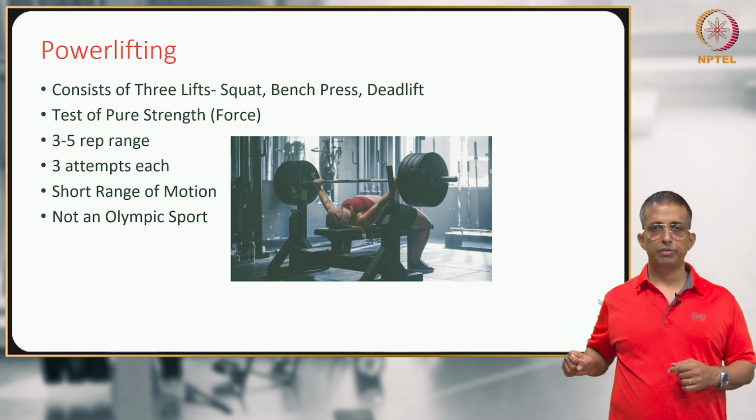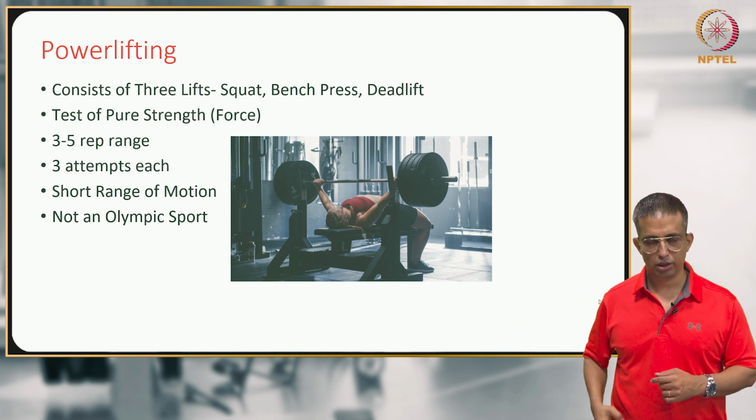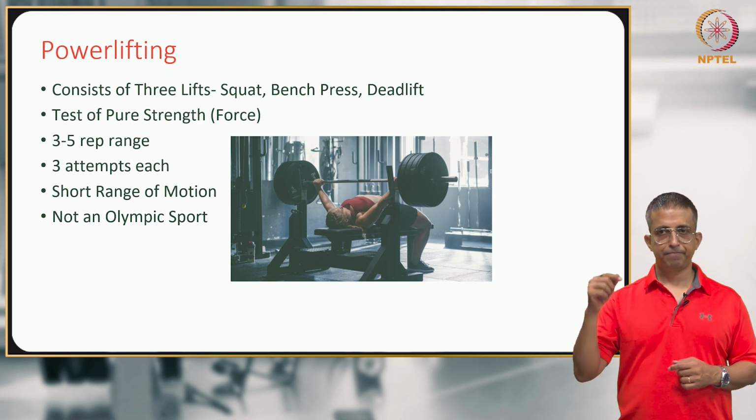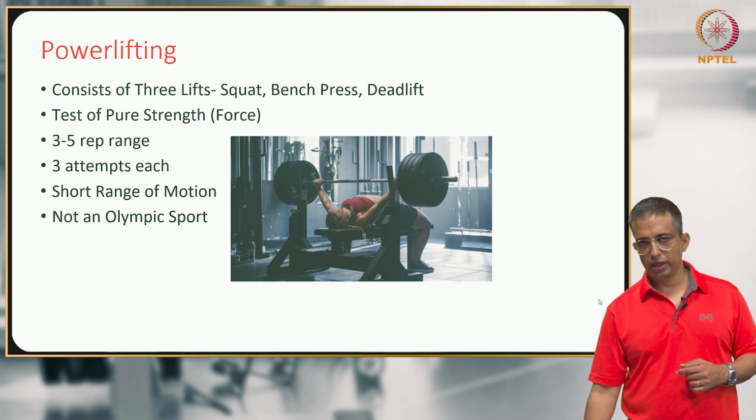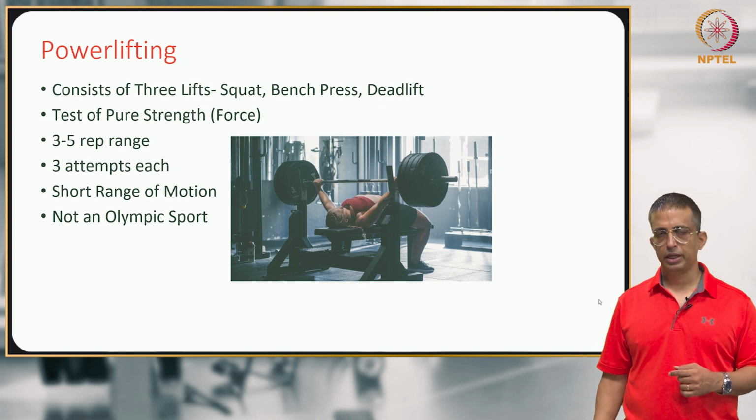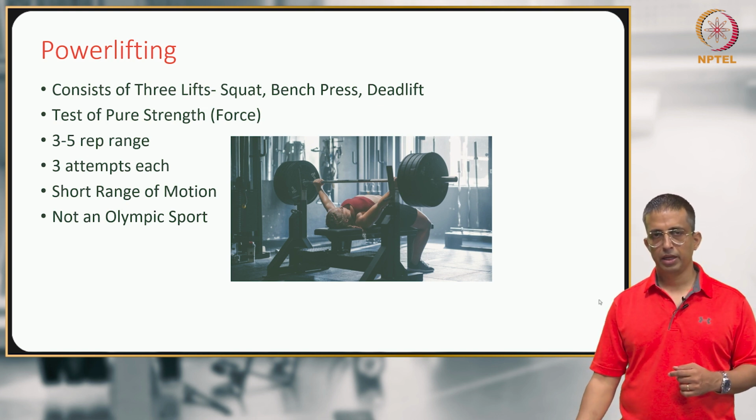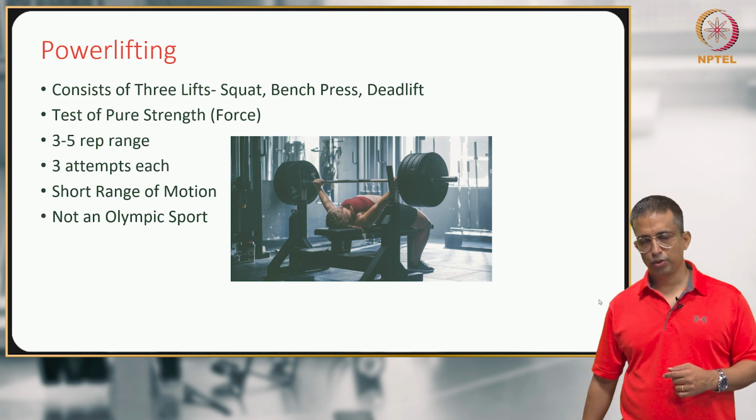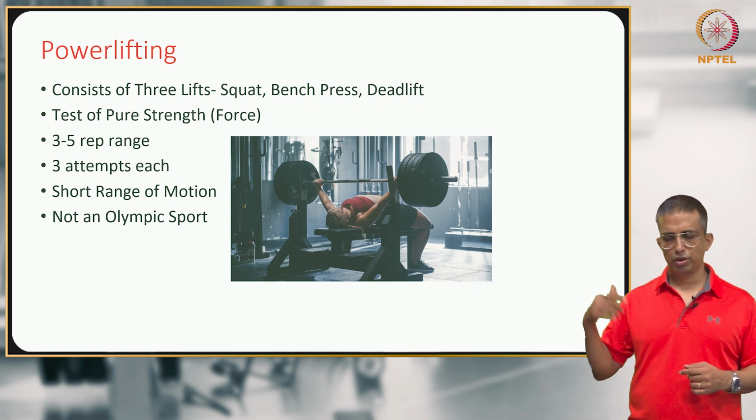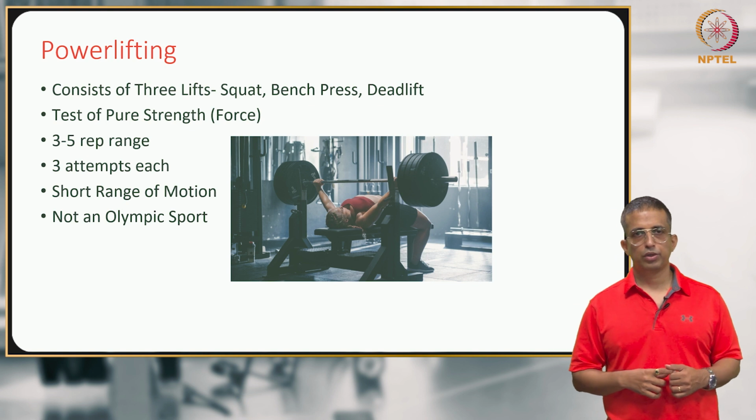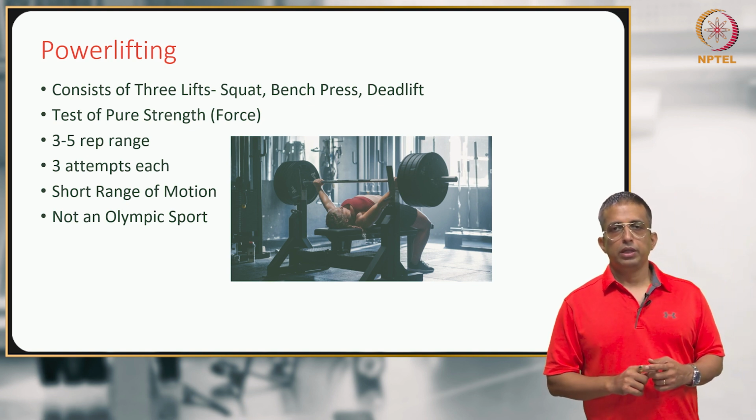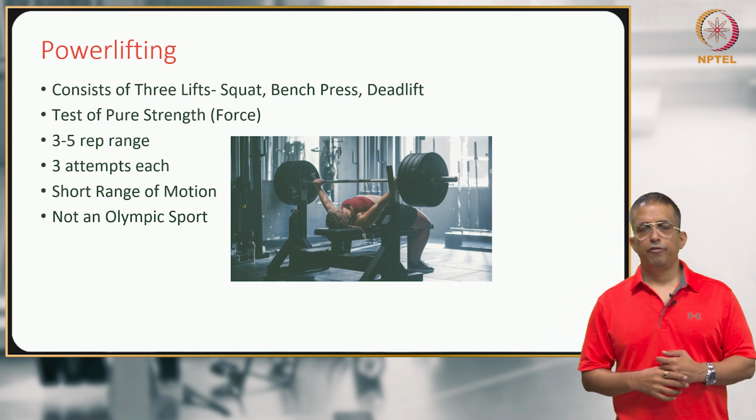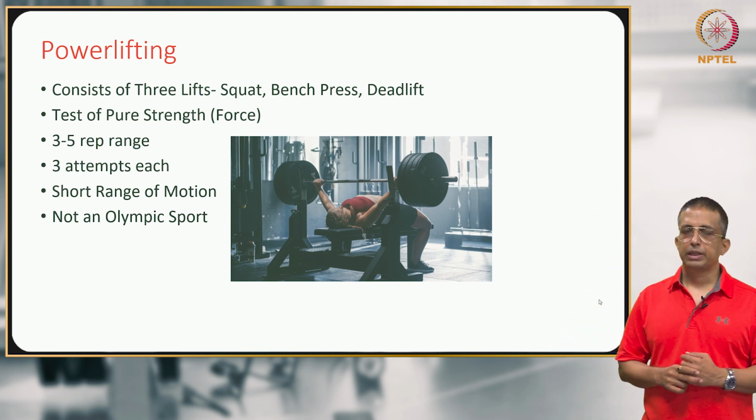Okay, so the bench press is a short range, squat is a short range, the deadlift is again a short range, the bar goes hardly from floor to around knee height, just above knee height and back. Squat is from standing just to your hip to your knee, and so on. So the bar doesn't travel much. Okay, so it's a short range movement. What is the other feature of powerlifting? It is not in the Olympics.